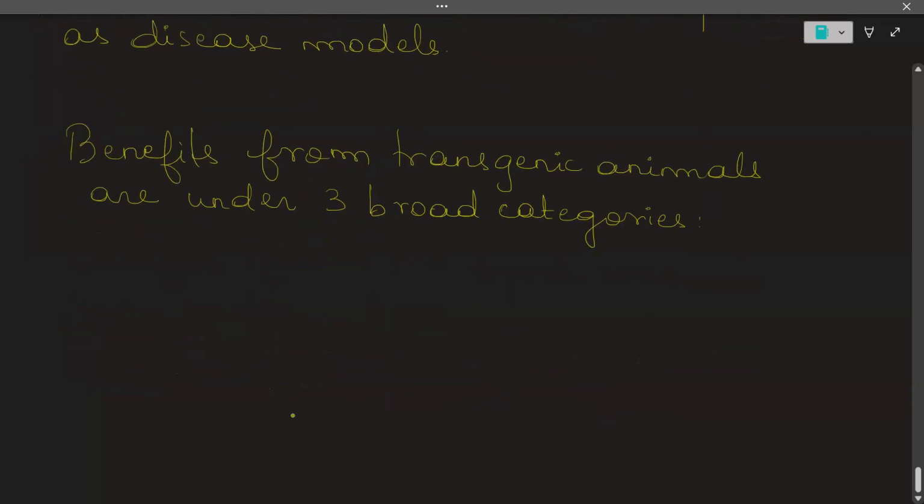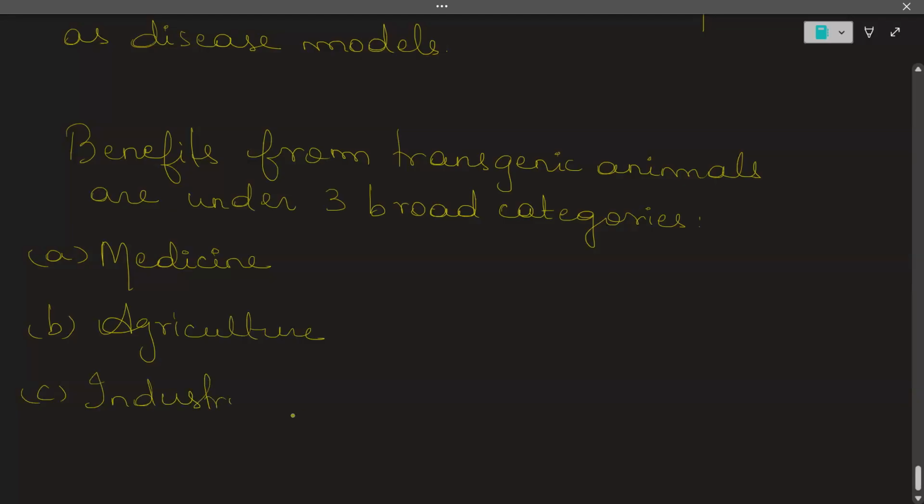What are those categories? The first category is that we can benefit from them in terms of medicine. Medicine does not only mean drugs, it means something high in nutrition or something beneficial in terms of our health. The next is beneficial in terms of agriculture. And the third is beneficial in terms of industry. What can we do by making mass production from them? So the first is medicine, the second is agriculture, and then there is industry.